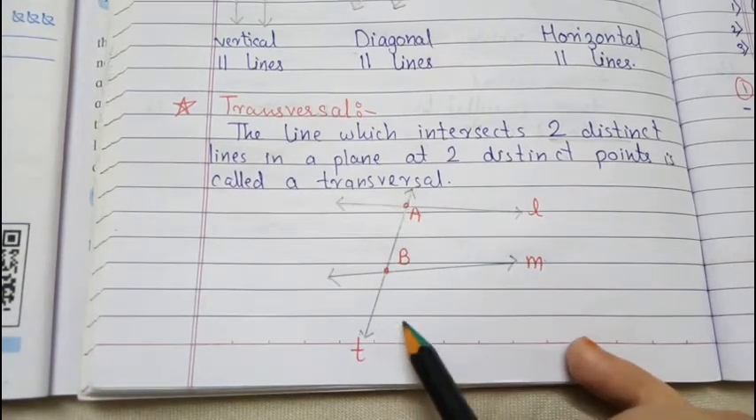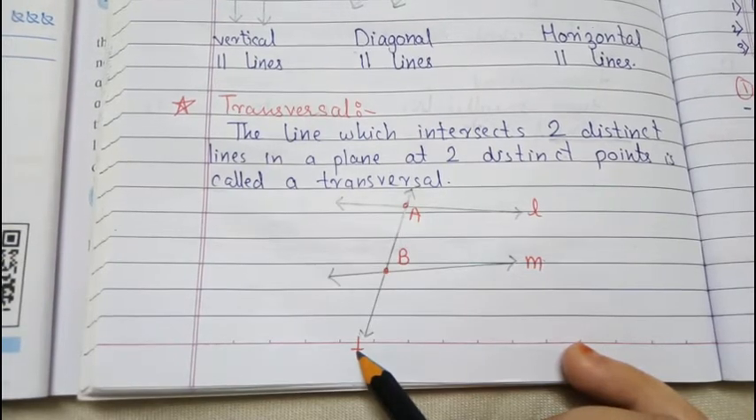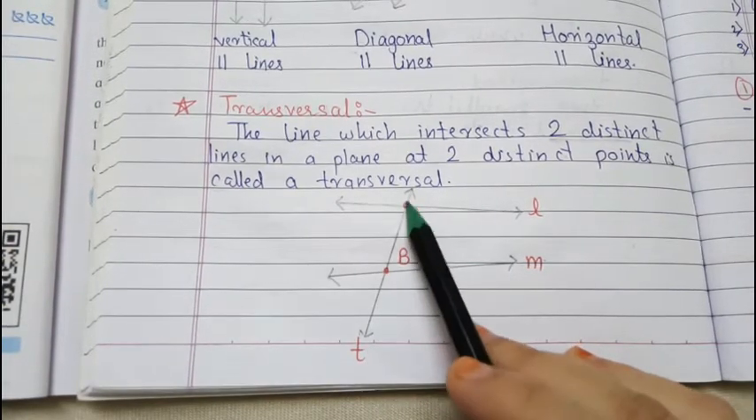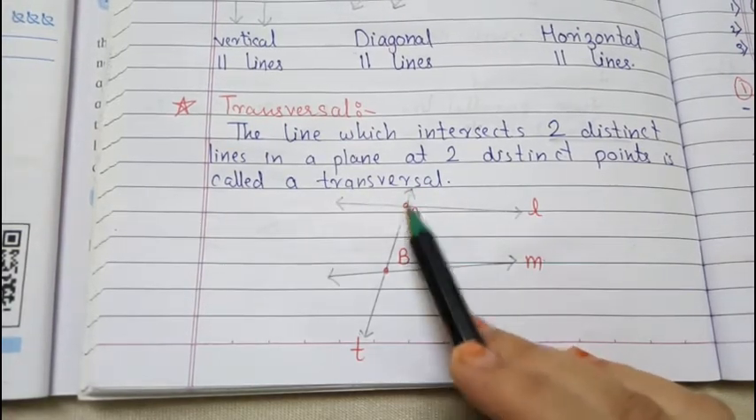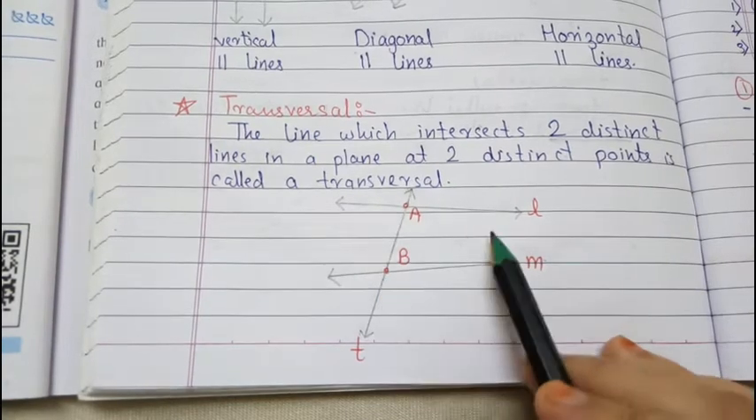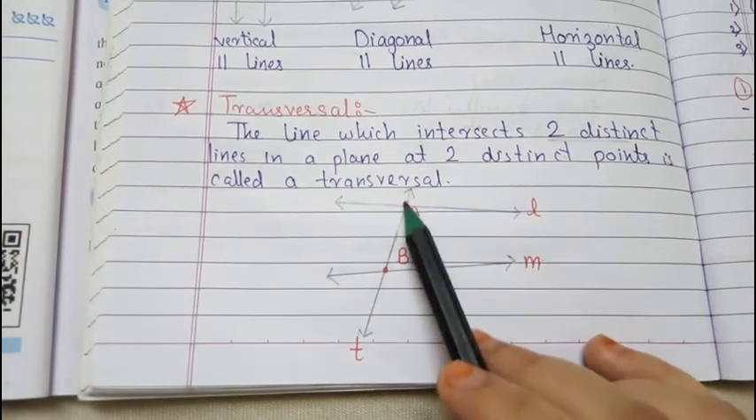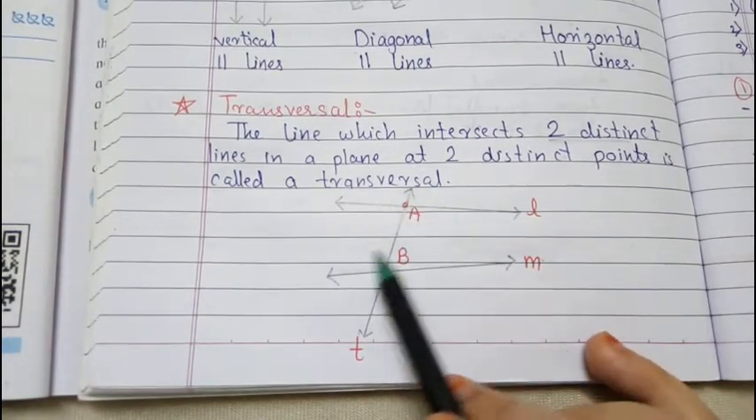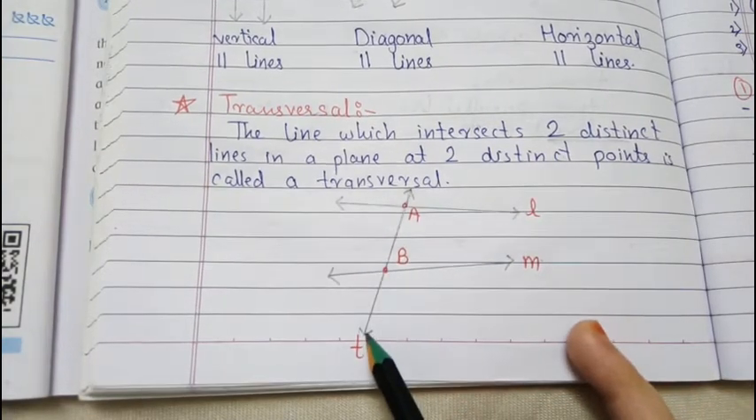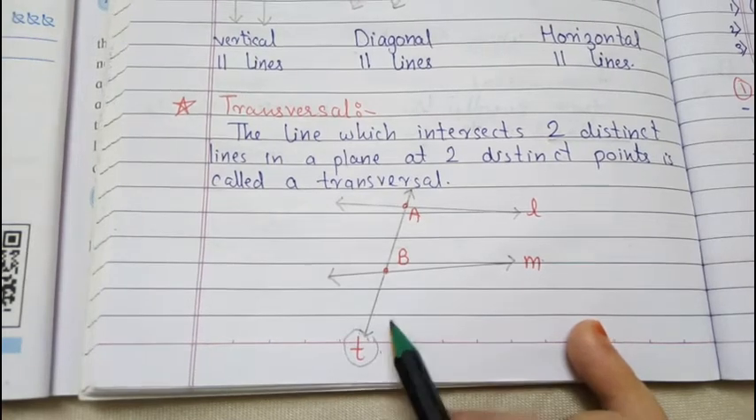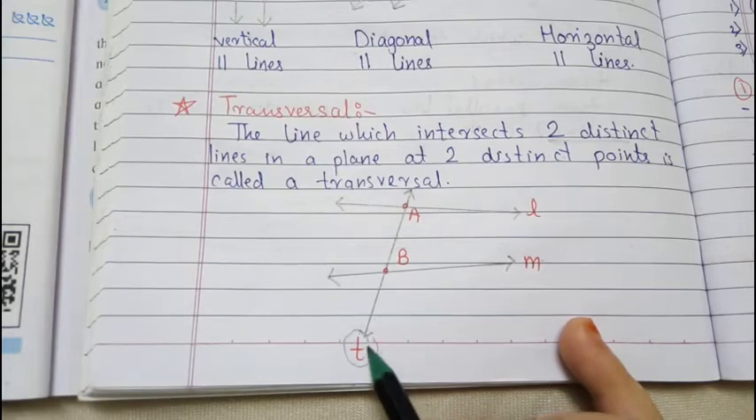So line T is called a transversal line. Got it, student? What is the transversal line? The line which intersects. Suppose here in the figure you can see line T is a transversal to line L and line M, intersecting these two lines at point A and point B. So this is called a transversal line. That means T intersects the lines L and M at points A and B. So that's why T is called a transversal.